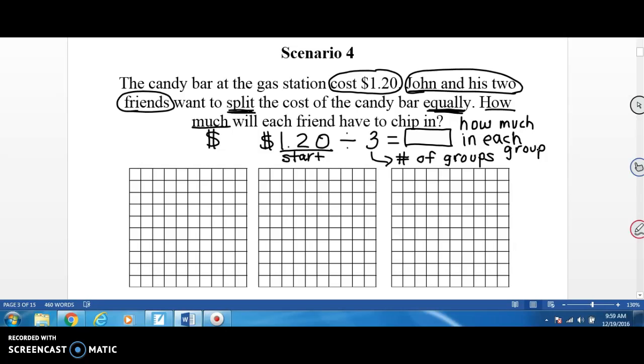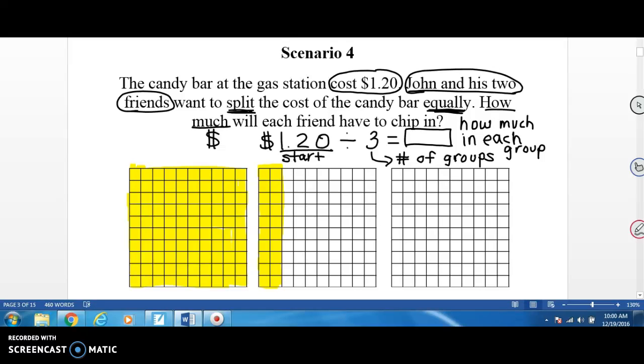So I'm going to go ahead and start off by shading in $1.20. I know that that means 1 whole box. And it also means 2/10, which is the same as 20 hundredths. So this is where we have to really understand our decimal place value so we can make sure that we are shading in the correct amount. Now if I go ahead and predict, how much is going to be in each group?